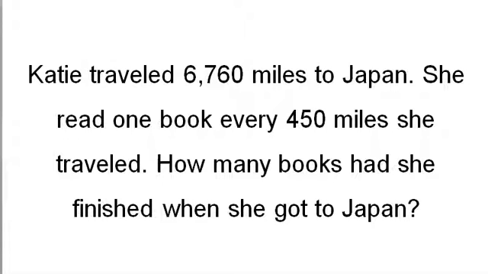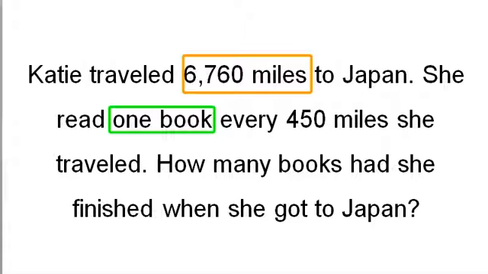So Katie travels 6,760 miles to Japan. She reads one book every 450 miles she travels. How many books had she finished when she got to Japan? So we know that she's traveling 6,760 miles, and she's going to read one book. So one book gets read every 450 miles that's traveled.